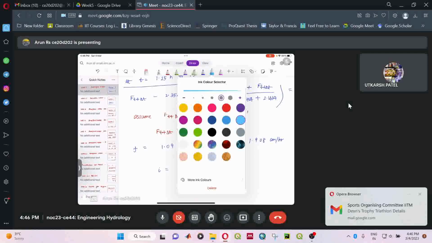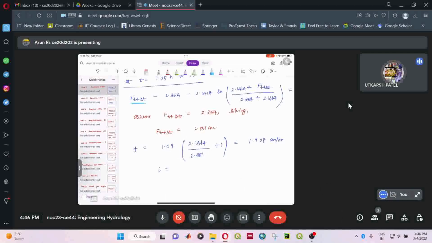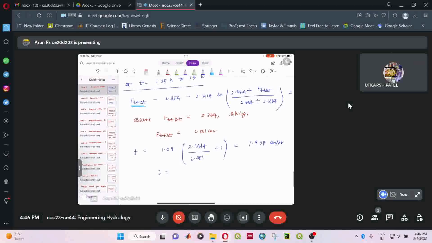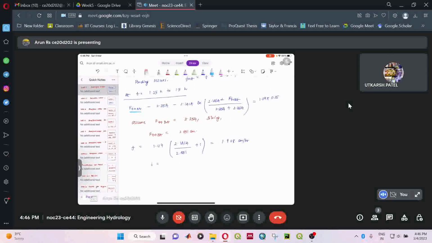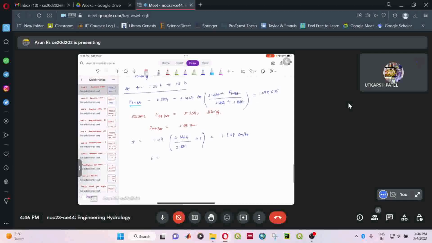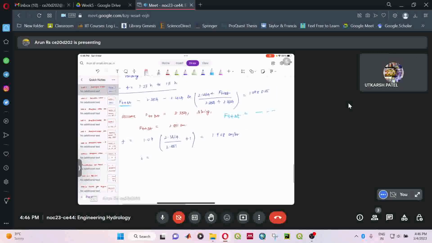You are asking why I didn't substitute here. See, this is an implicit equation, so from this you cannot find out what is the expression for f(t+Δt). You cannot write an equation like f(t+Δt) is equal to something. We cannot derive this expression because you have a natural logarithm here, and inside that you have this f(t+Δt). Understood?